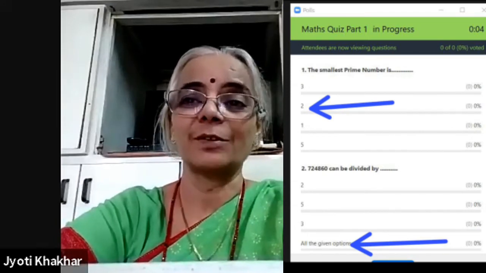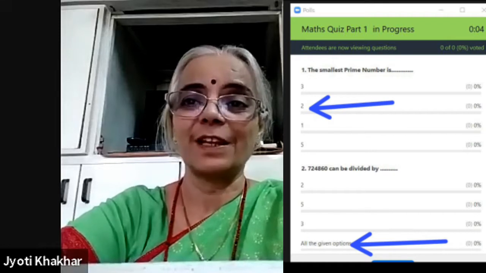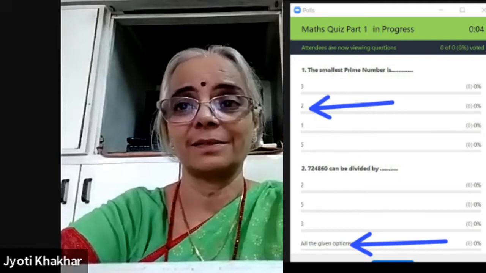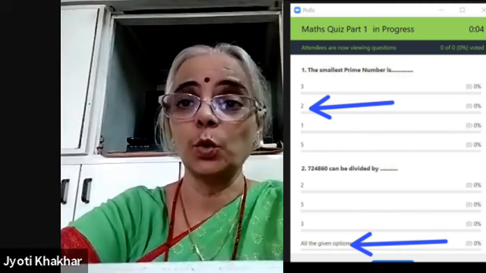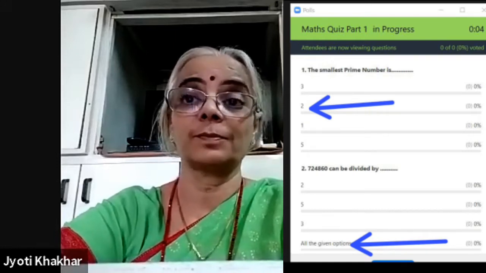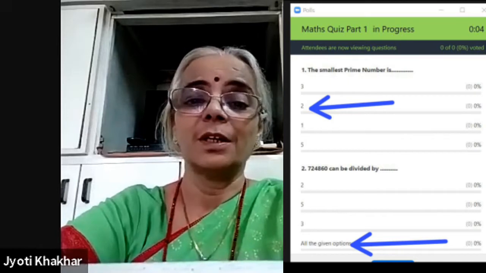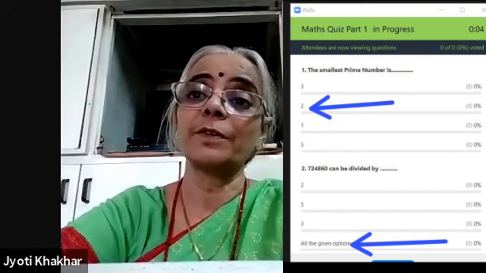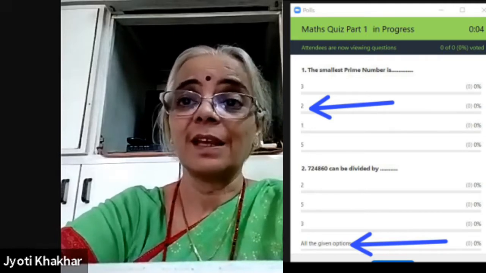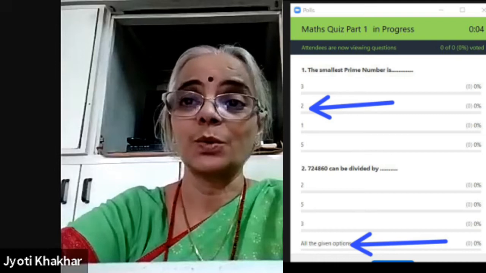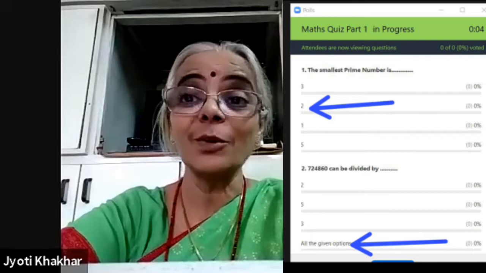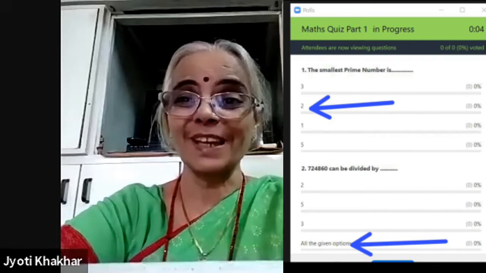Let's think about the second question. 7,24,860 can be divided by... And the options are 2, 5, 3, or all the given options. Divisibility rule. So first we will think about the divisibility rule of 2. And that says at unit place 0, 2, 4, 6 or 8. And here at unit place 0 is there. Yes, so this number can be divided by 2.